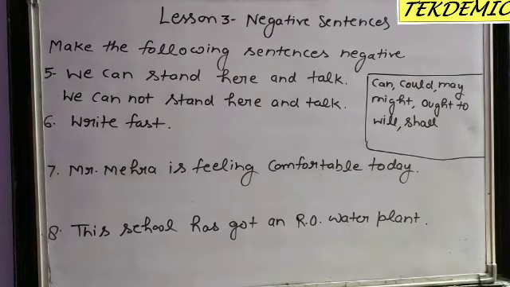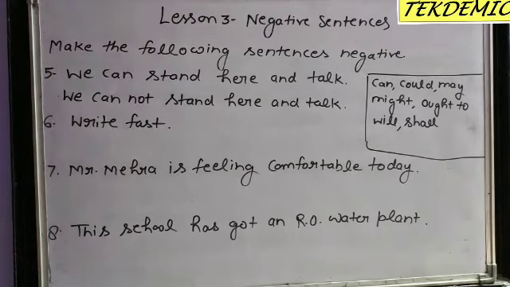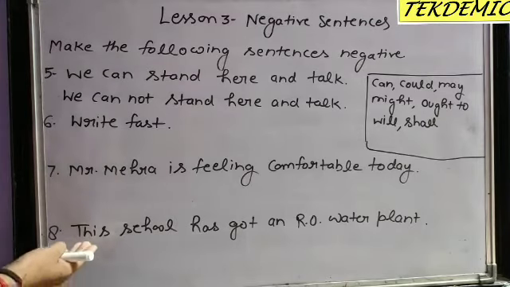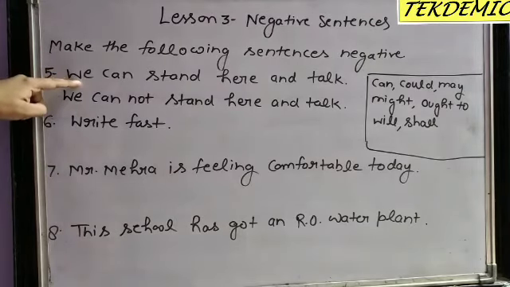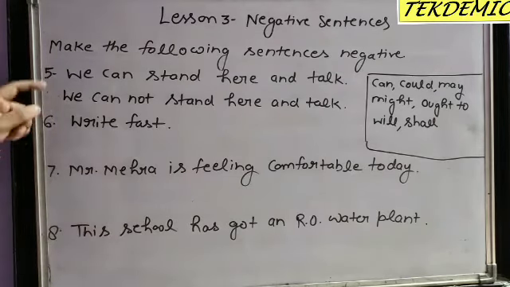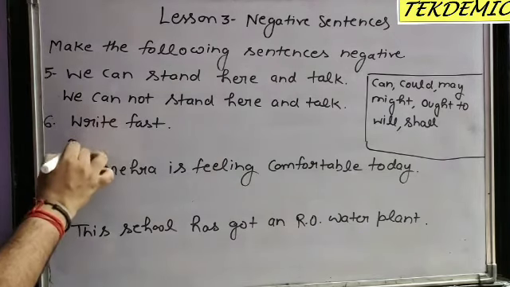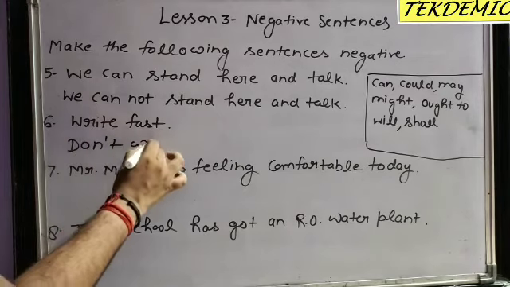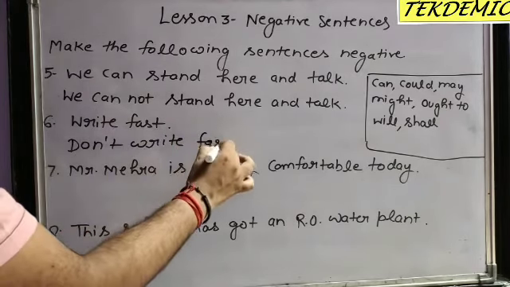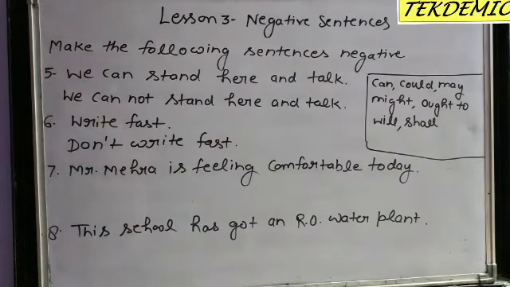Okay, write fast. This is also an imperative sentence because it starts with the main verb. When the sentence starts with the main verb, it will be an imperative sentence. All these sentences start with a subject: we, Mr. Mehra, this school, etc. But this sentence starts with the main verb. Write fast. So, don't write fast. You can also write can't, the short form of cannot.